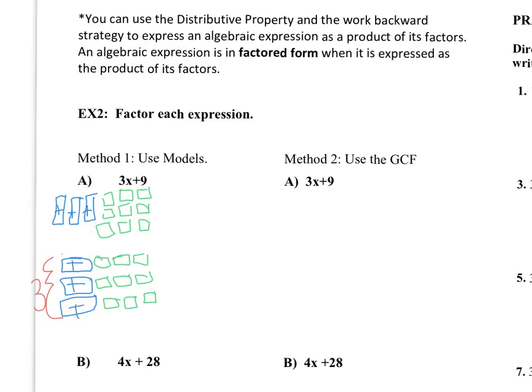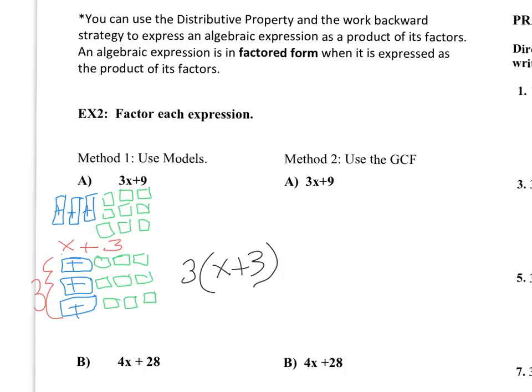And then up here, this is representing 1x for each section. So it would take 1 of these plus 3 of the constants. So therefore, the expression would be 3 parentheses x plus 3.